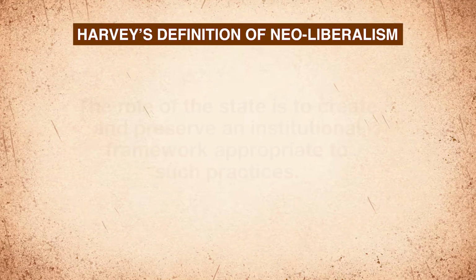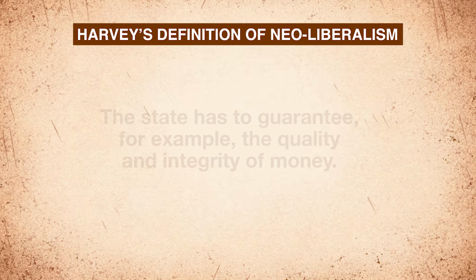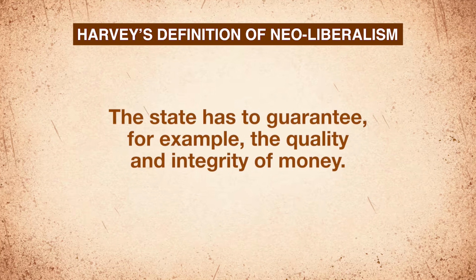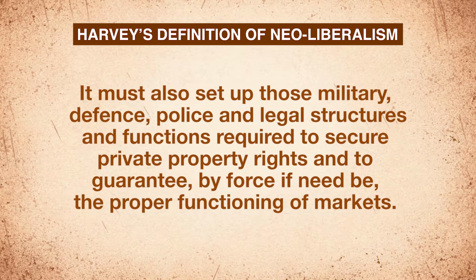It is a state which maintains and provides this framework, and this is characterized by strong private property rights, free markets, and free trade. The role of the state is to create and to preserve an institutional framework appropriate to such practices. The state has to guarantee, for example, the quality and integrity of money. It must also set up those military, defense, police, and legal structures and functions required to secure private property rights and to guarantee by force, if need be, the proper functioning of the markets. So the state is a facilitator of liberalism.